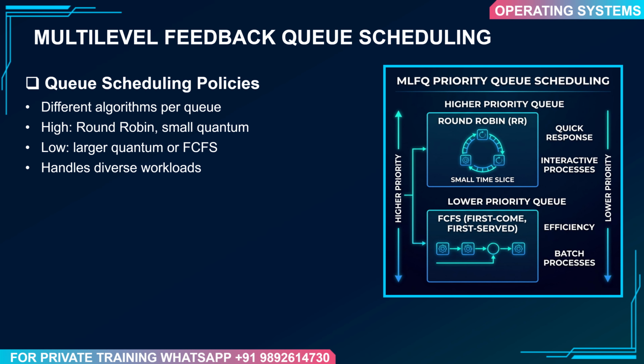Another interesting feature is that different queues can use different scheduling algorithms. Typically, higher priority queues use round robin with small time slices for quick response, while lower queues may use larger time slices or even FCFS for efficiency. This combination allows MLFQ to handle both interactive and batch processes effectively.